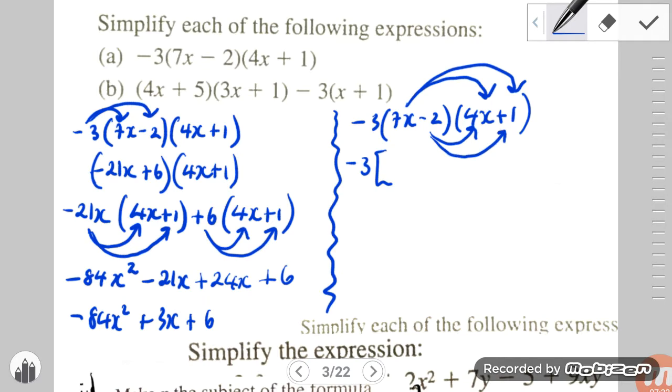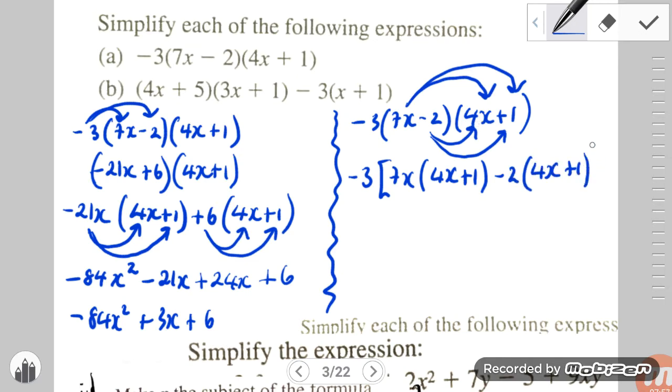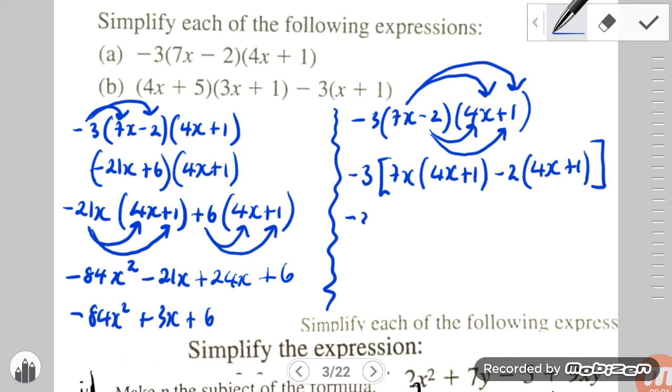so what we're basically doing here, all right, we are leaving the minus 3 for last, so that's minus 3. Open a square bracket, then we're going to use the 7x to multiply the bracket over here, which is 4x plus 1. Then we're going to be using the minus 2 to multiply the bracket over here again, which is 4x plus 1. Okay, all right, so we have the minus 3 for last.